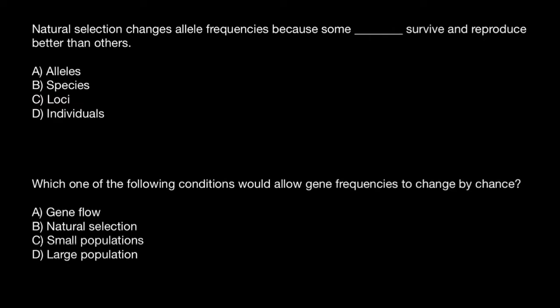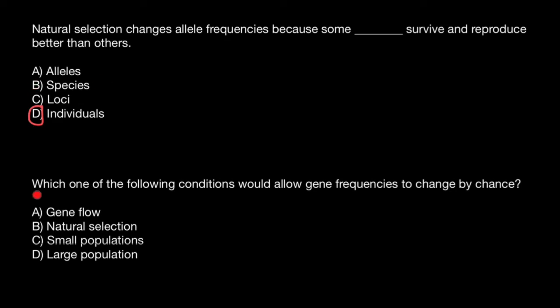When we talk about change in allelic frequencies, we're talking about change in allelic frequencies within species, not between species, on the individual level. So the correct answer is going to be answer D. One more time. Natural selection changes allele frequencies because some individuals survive and reproduce better than the others. And this would lead to change in allelic frequencies in a population or the whole species.